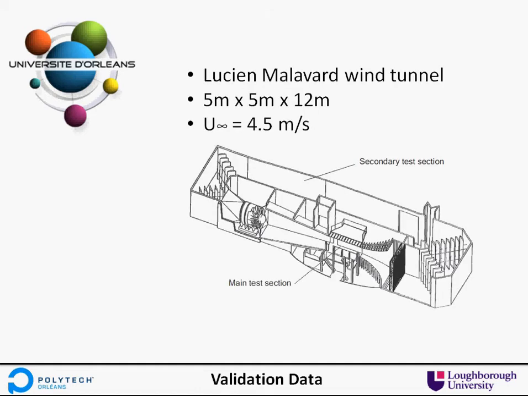It's actually in this secondary test section over here. It's a 5 meter by 5 meter by 12 meter long wind tunnel, so quite a large atmospheric boundary layer tunnel. It's got a maximum operating wind speed of about 10 meters per second. We're operating down about 4.5. This is the view inside the tunnel.